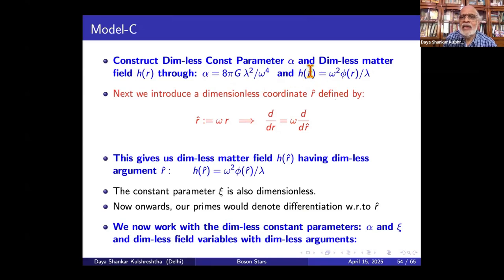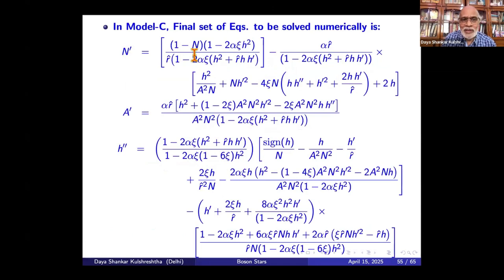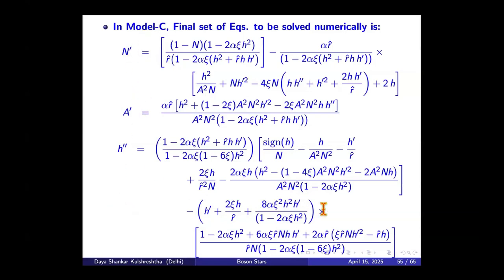Then you again make the argument of this field dimensionless, which is r hat. So this is the dimensionless field variable with dimensionless arguments. These are the equations of motion that you eventually obtain through the variational principle. These are for the metric functions, and this is for the scalar field, the matter field equation. You obtain these from the Einstein equations, these 2, and the last one.